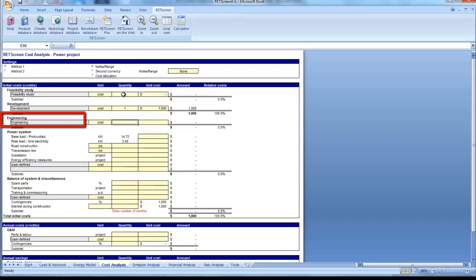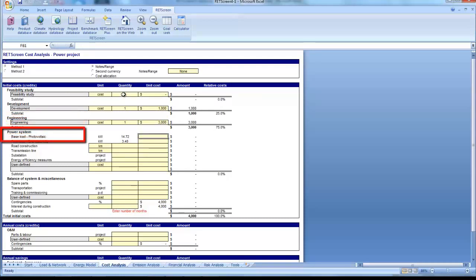We will assume that engineering will be handled by the system installer and included in the total installation price. Thus, we will not include any specific cost here. Using 20 cents per peak watt as our estimate for total estimated engineering costs, we would have a total cost of $3,000.